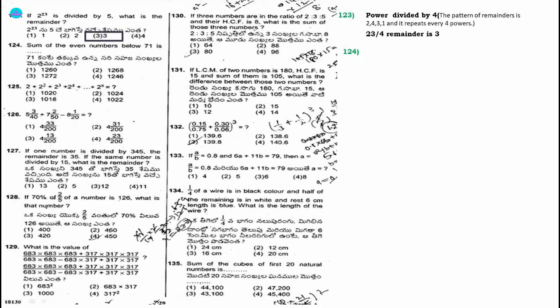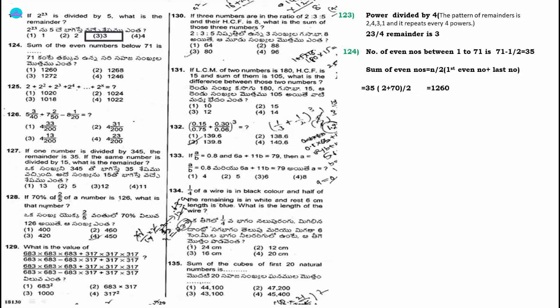Now question number 124. The sum of even numbers below 71 is to be found. First find the total number of even numbers between 1 and 71. What will we do? 71 minus 1 by 2, that is 35. So what is the formula? N by 2 into first even number plus last even number. So n is 35, first even number is 2, last even number is 70. So 35 by 2 into 2 plus 70, that is 1260. Answer is option 1, 1260.